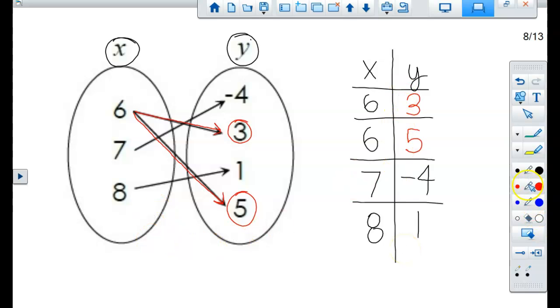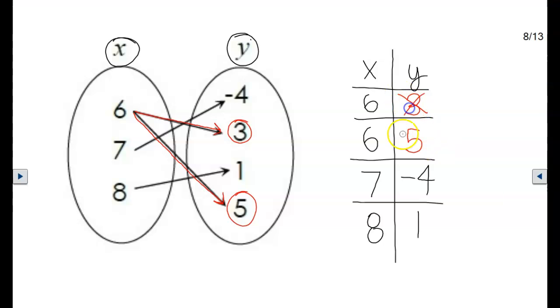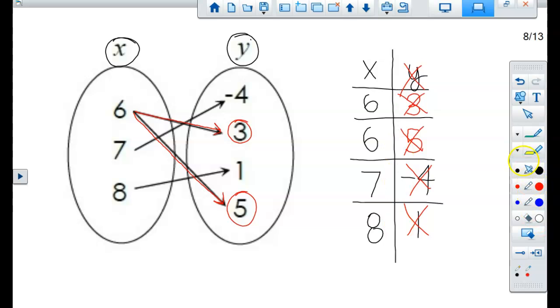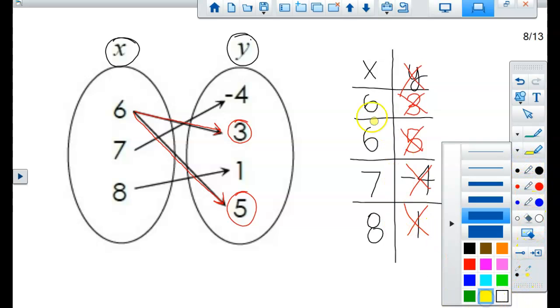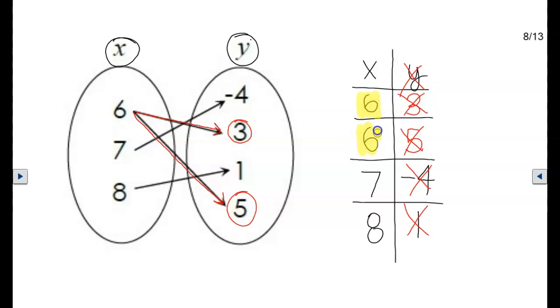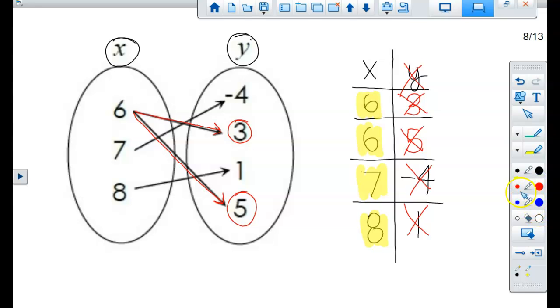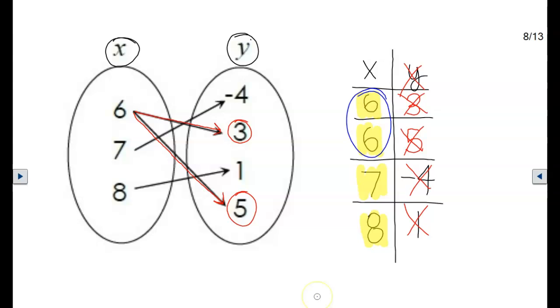All right, now let's decide, is it a function? Well, first of all, if we want to know if it's a function, we're not going to look over here at all. We don't care about y when we're talking about a function. What we care about is x. So my x's are 6, 6, 7, and 8. Remember what I'm looking for. Did I repeat any of my x's? I surely did. I have 2 6's. So because I have repeated an x, I'm going to say no. This can't be a function. This is not a function.